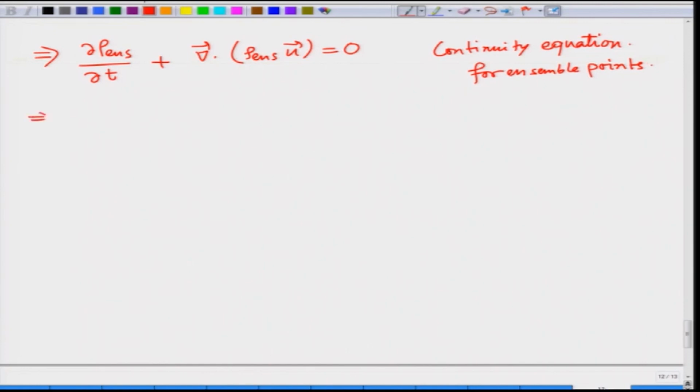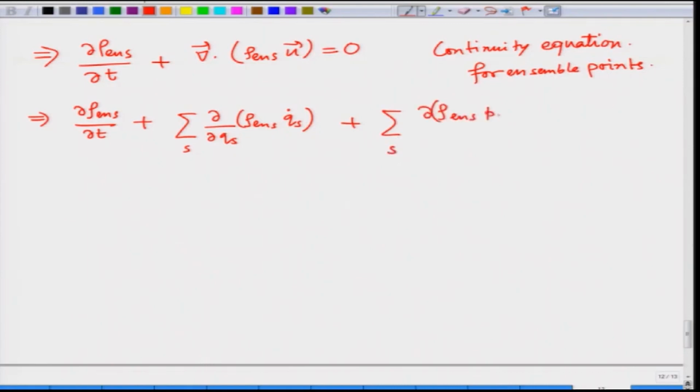Now if we have this, then we can easily say ∂ρ_ens/∂t plus this is nothing but summation over s of ∂/∂q_s (ρ_ens q̇_s) plus summation over s of ∂ρ_ens/∂p_s ṗ_s, and this is equal to 0. Now why is this? Can you understand this point?